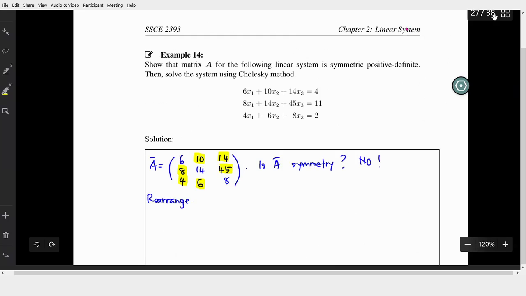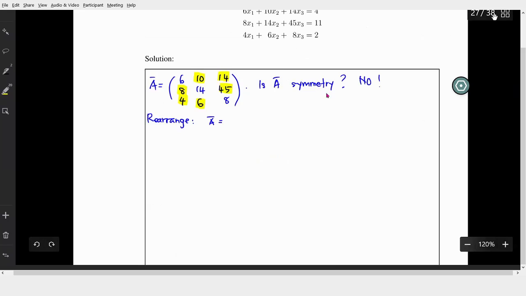Okay, try to rearrange so that your A at least has symmetry first. Only then can we think of positive definite. So you can see you have 14 two times, you have 6 two times. Try to rearrange. You have 8 here and there. Those are the elements that you need to look for.